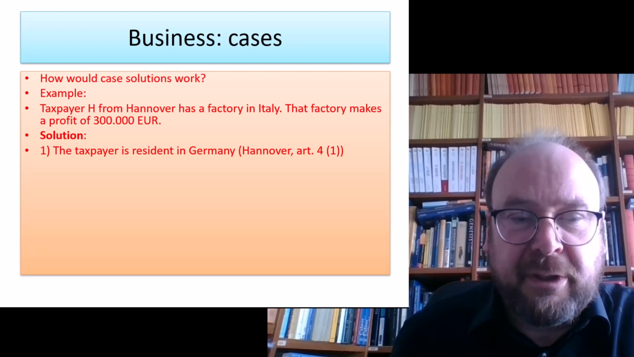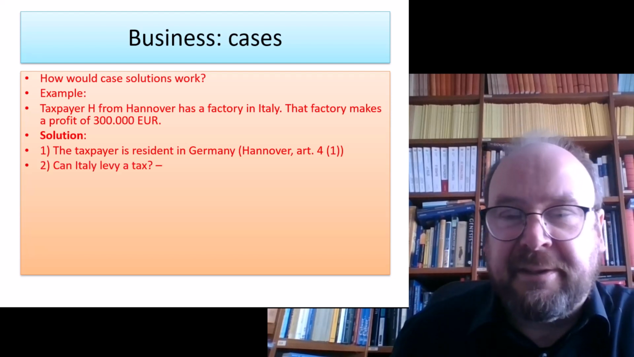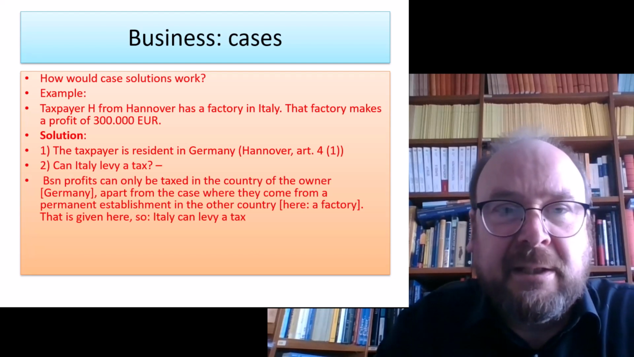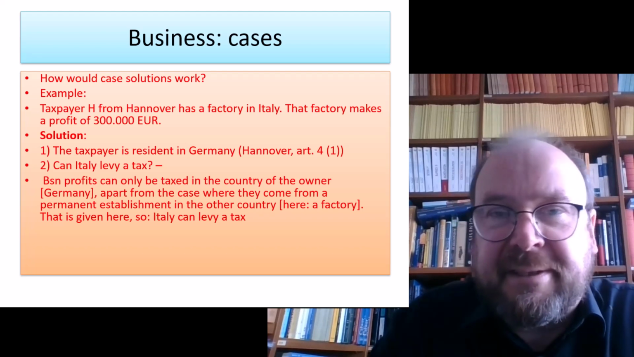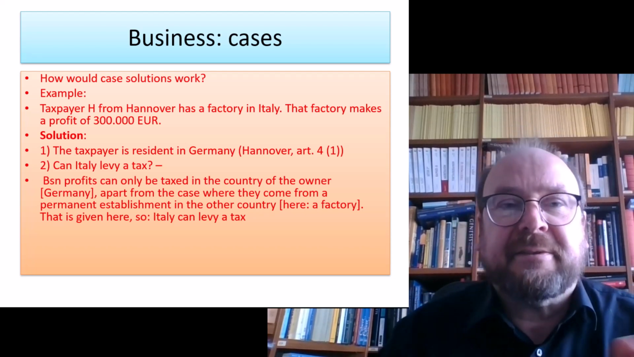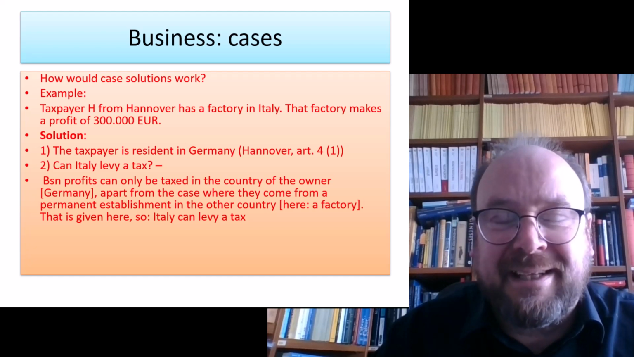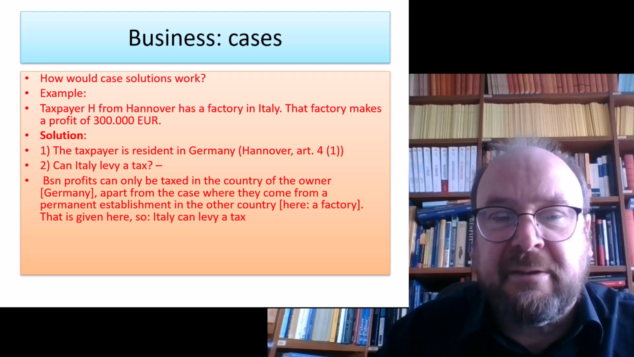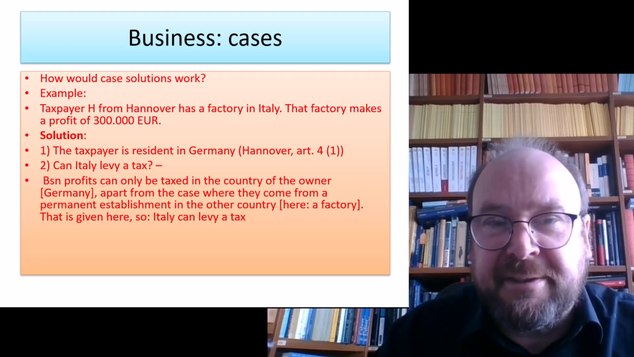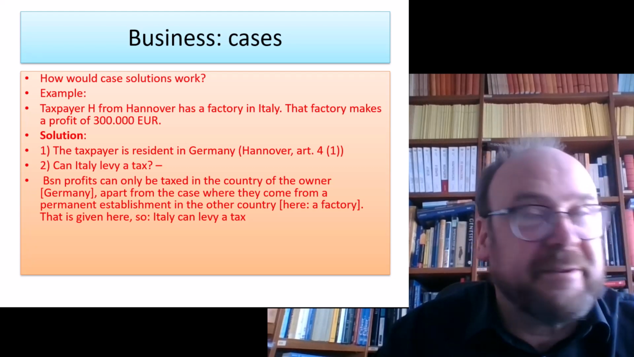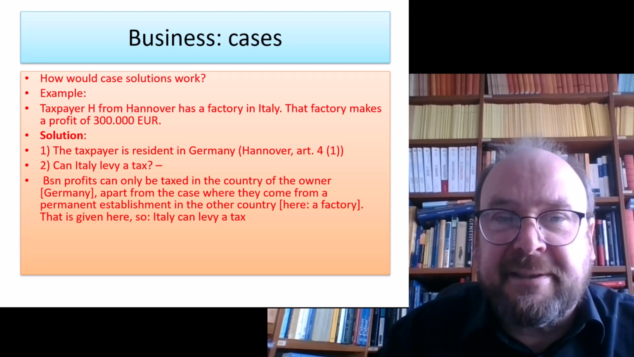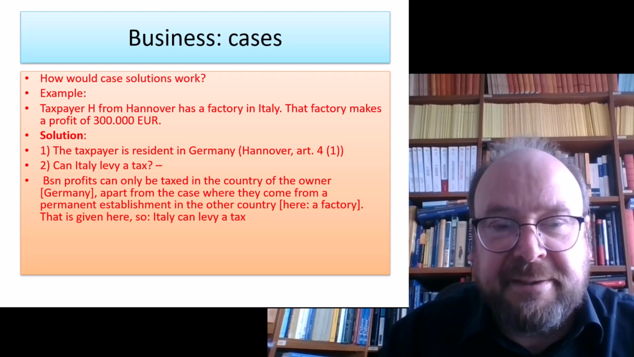Now we look at the events. Can Italy levy a tax? Article 7 OECD Model Convention is again the relevant article. It says that business income can only be taxed in the country of residence of the taxpayer. That would be Germany, because he lives in Hanover. However, if the owner has a permanent establishment in the other country, so if there is a permanent establishment in Italy, then Italy can tax the complete profit of that permanent establishment.